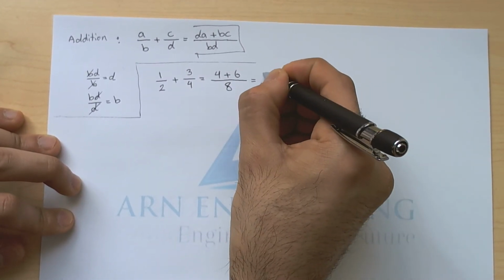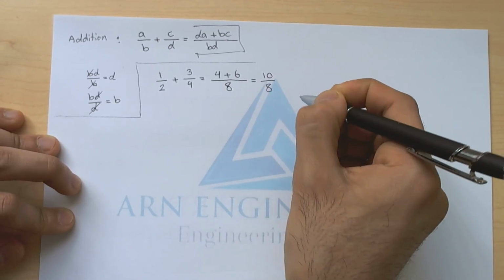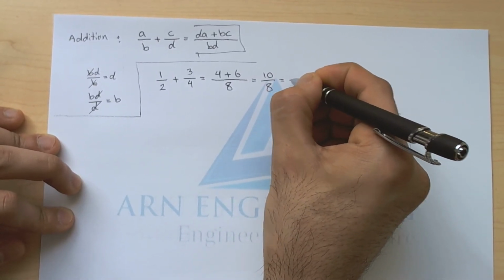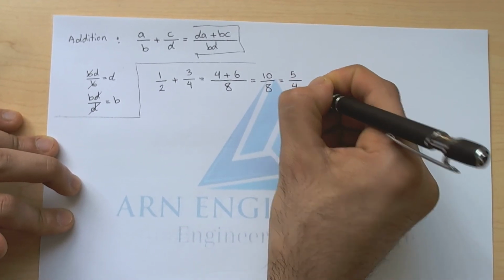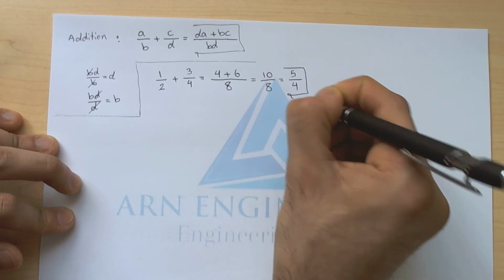4 plus 6 is 10, divided by 8. We can further simplify this. 10 divided by 2 is 5. 8 divided by 2 is 4. And that's our answer.